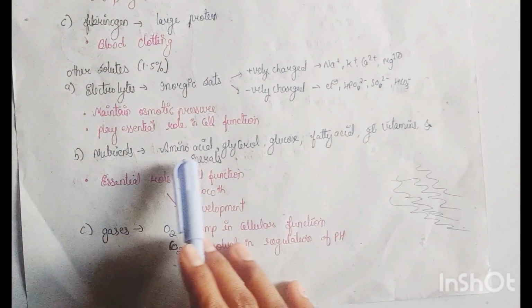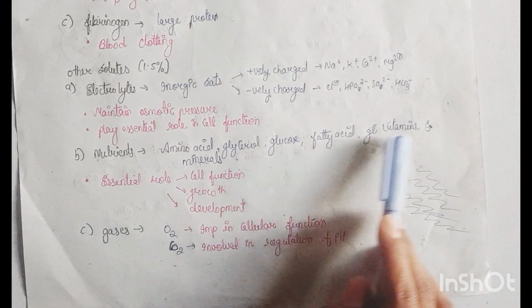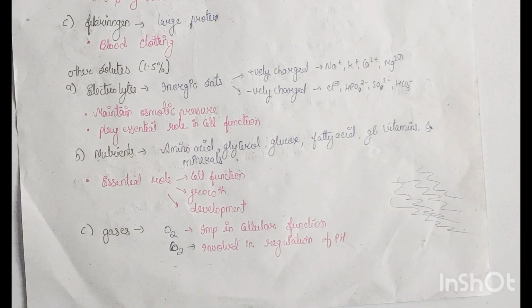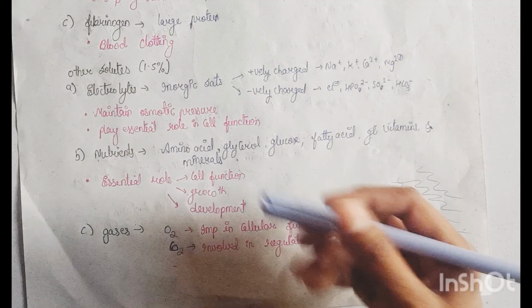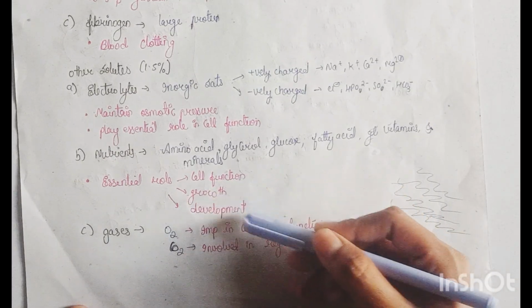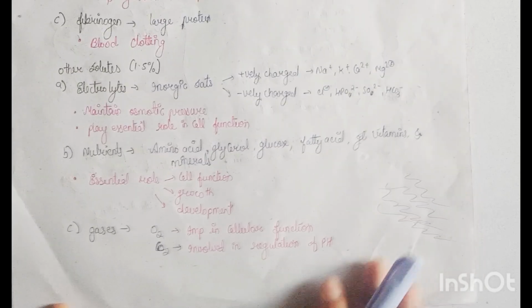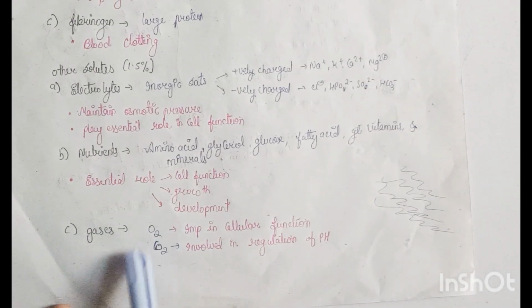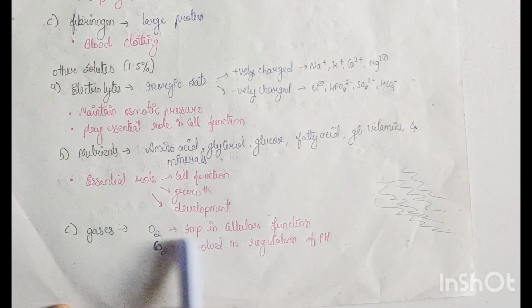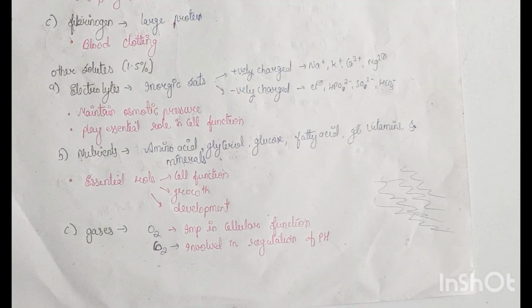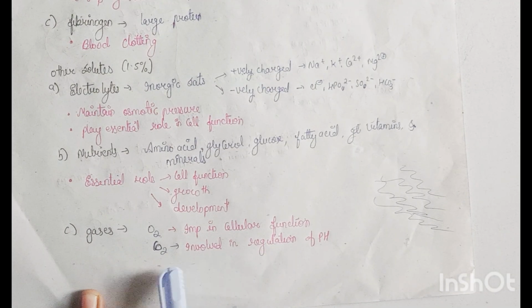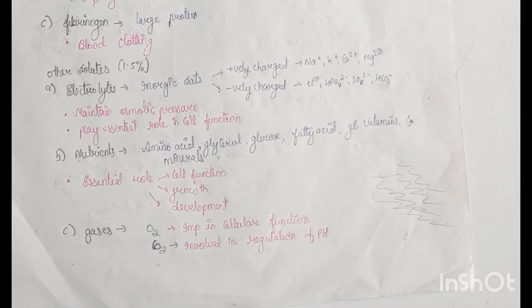Next are nutrients: amino acids, glycerol, glucose, fatty acids, vitamins, and minerals. These play a very essential role in the cell functioning, growth, and development of the body. Next are the gases, oxygen and carbon dioxide. Oxygen is important in cellular functioning to generate ATP. Carbon dioxide is involved in the regulation of pH. Maintaining pH in our body is very important.